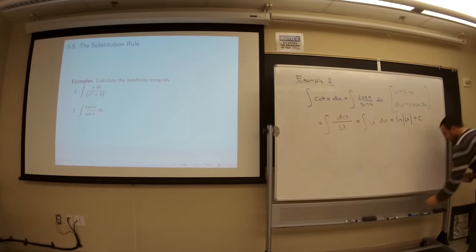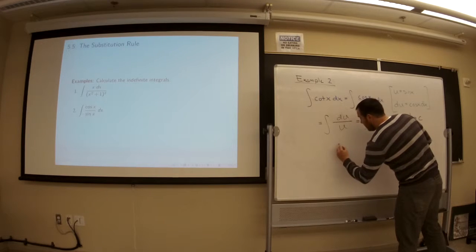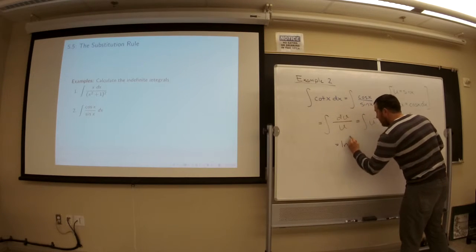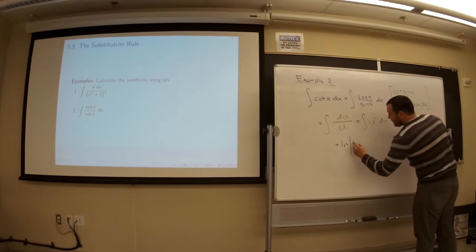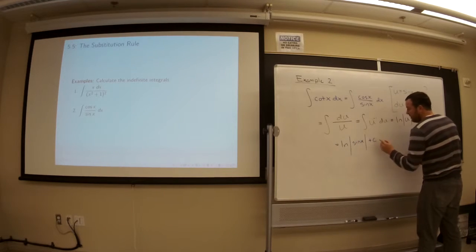And then don't forget, like I did last time, to substitute back in for x at the end. So this will be the natural log of the absolute value of sine x plus c.